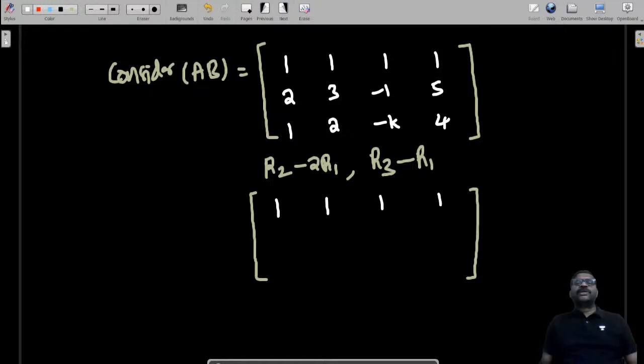1, 1, 1, 1. 2 minus 2, 0. 3 minus 2, 1. Minus 1 minus 2, minus 3. 5 minus 2, 3. Next. 1 minus 1, 0. 2 minus 1 is 1. Minus k minus 1. 4 minus 1 is 3.